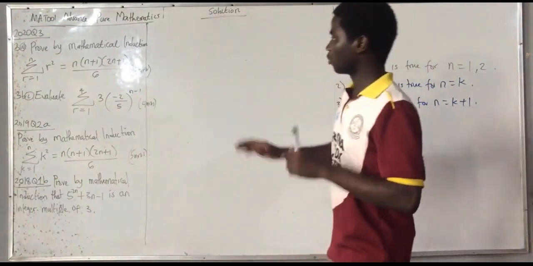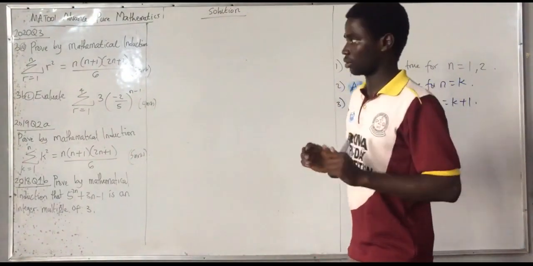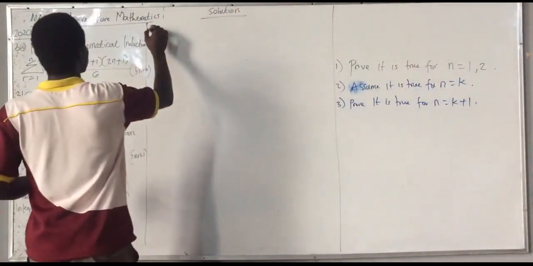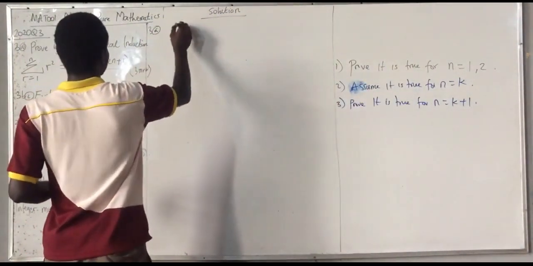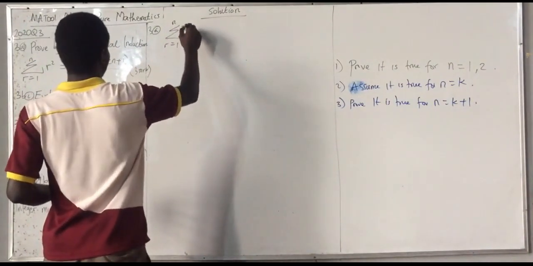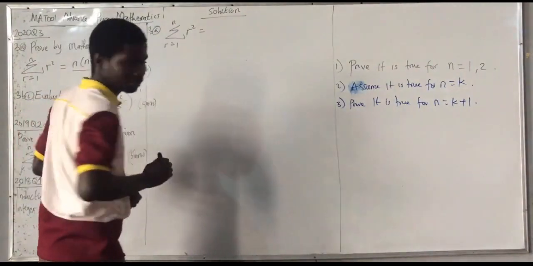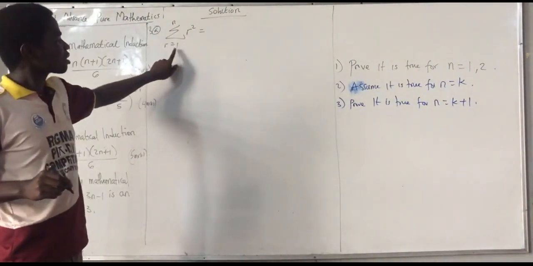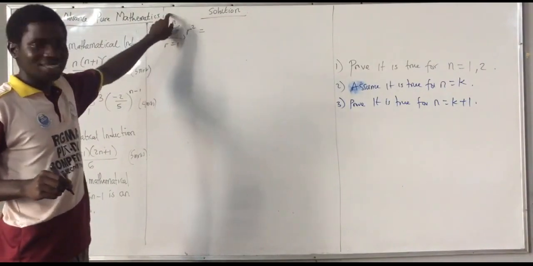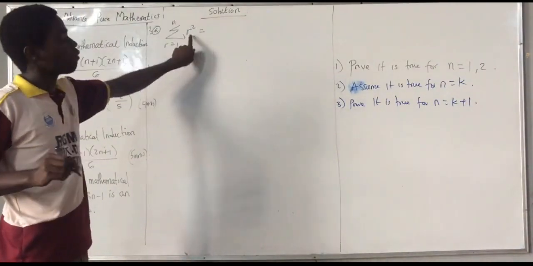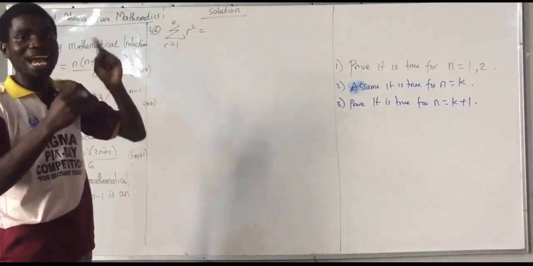Now, we want to prove all these things by induction. Now, I want to show you something. There is something you need to know. Summation of r equal 1 to n of r squared. What does this mean? It means r starts from 1 to n. Start from 1, 2, 3, 4, 5 till you get to n of what is here. Summation means adding it.